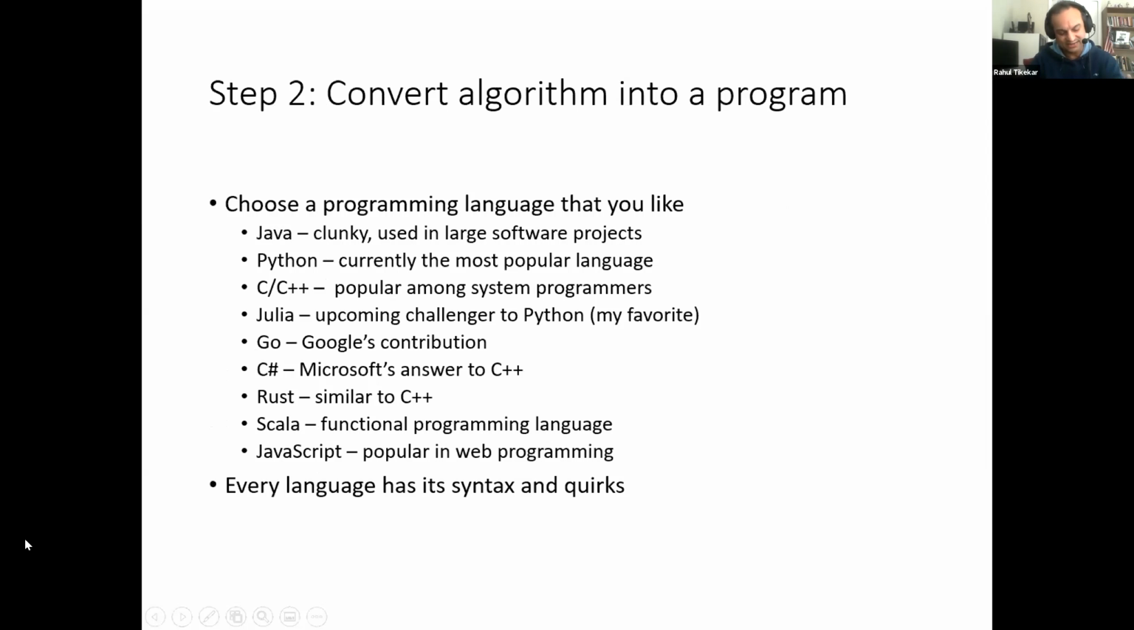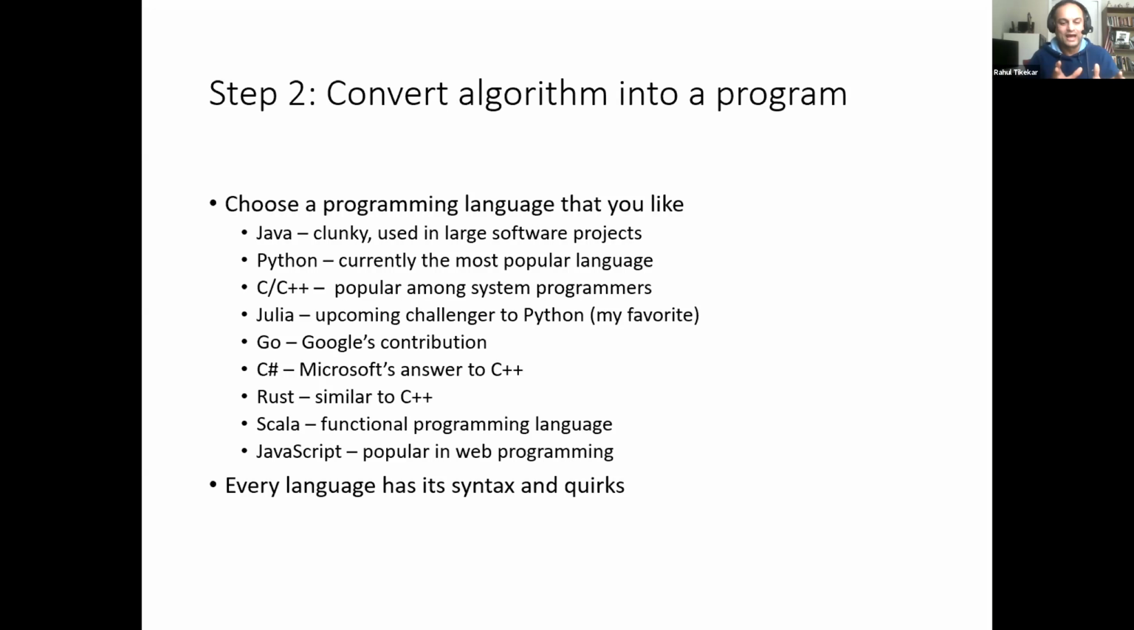The second stage of a programming adventure is to take that algorithm and convert it into a program. A program is the algorithm in a particular language. You've got to choose a language. There are so many. These are the popular languages that are in use today: Java, Python, currently the most popular one, C, C++, Julia, the one that I like, Go, C#, Rust, Scala, JavaScript.